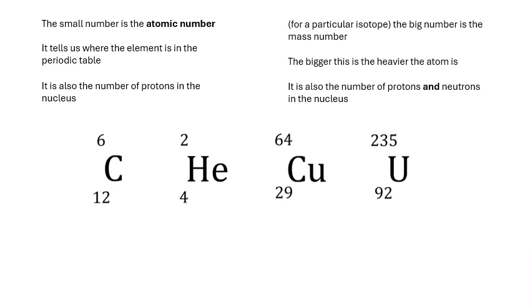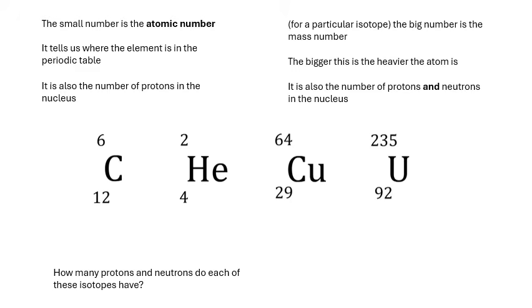Now, for a particular isotope, the big number is the mass number. I'll explain isotopes very soon. The big number is the mass number, and the bigger that is, the heavier the atom is. It's the number of protons and neutrons in the nucleus. So the small number is the number of protons, and the big number, the mass number, is the number of protons and neutrons. So if you take away the atomic number from the mass number, that will tell you the number of neutrons.